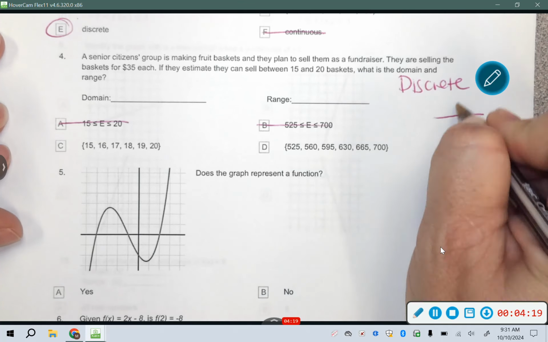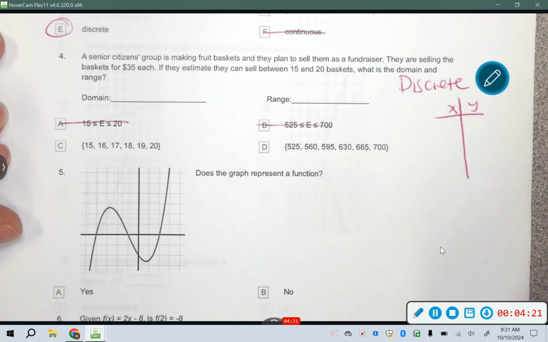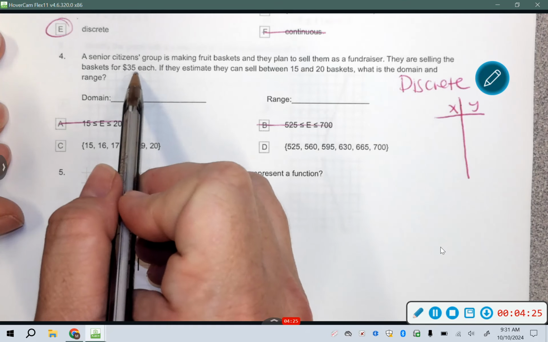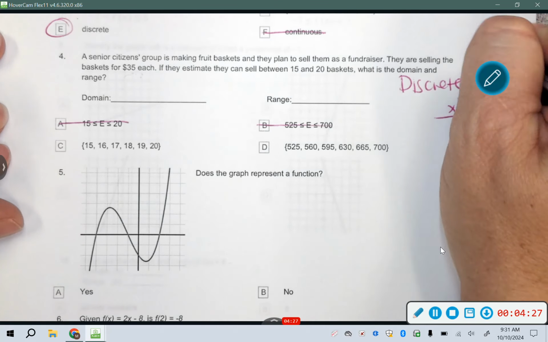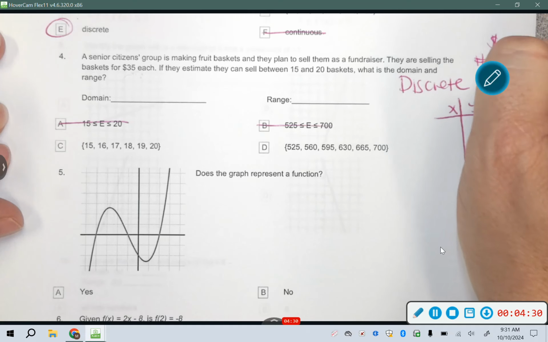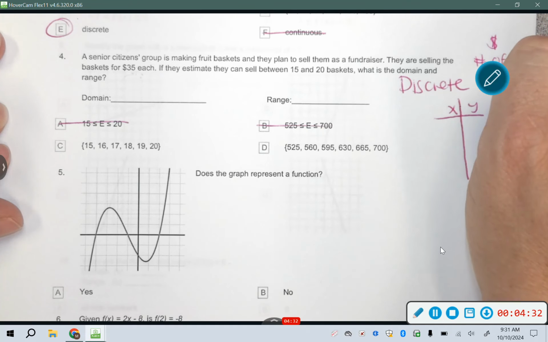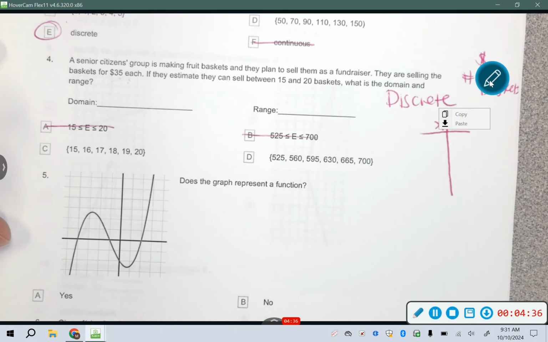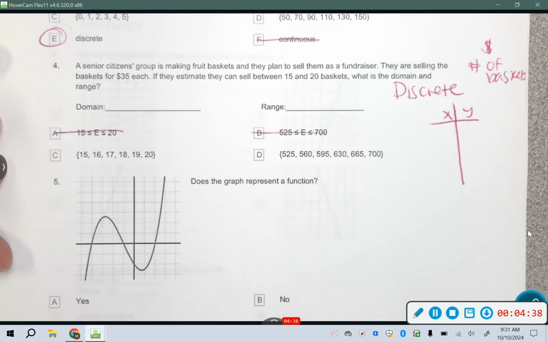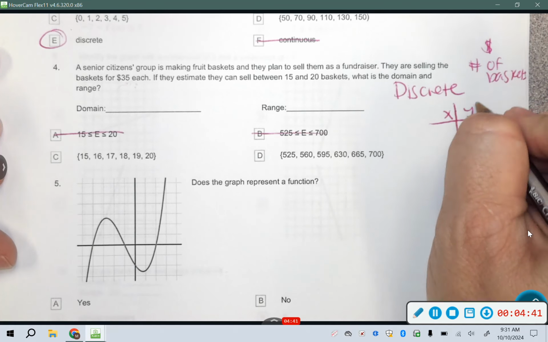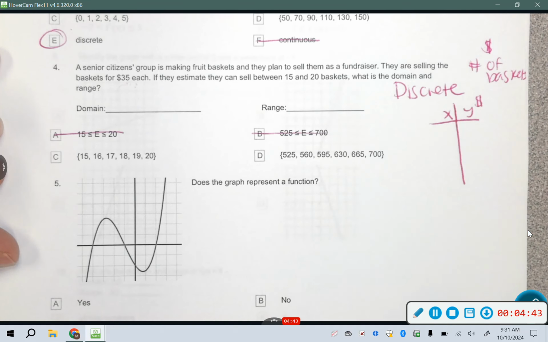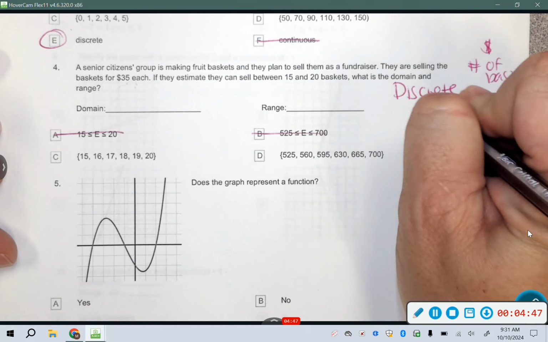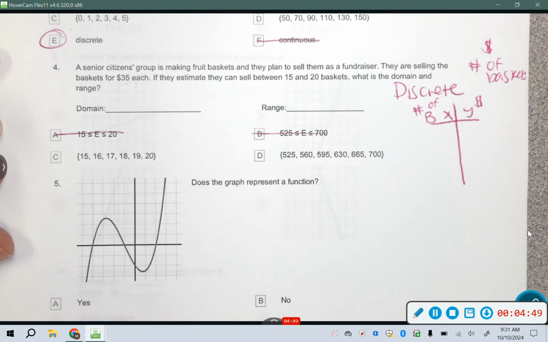Okay, and then anytime, especially in word problems, I'm going to build a table. And it says they are selling the baskets for $35 each. So we're talking about money and we're talking about number of baskets. So I have to figure out which one of those is x and which one of those is y. Well, I know that we've talked about how y is always what comes next. I have to sell the baskets to get the money. So what comes first is selling the baskets. So number of baskets, I'm just going to put B for baskets.